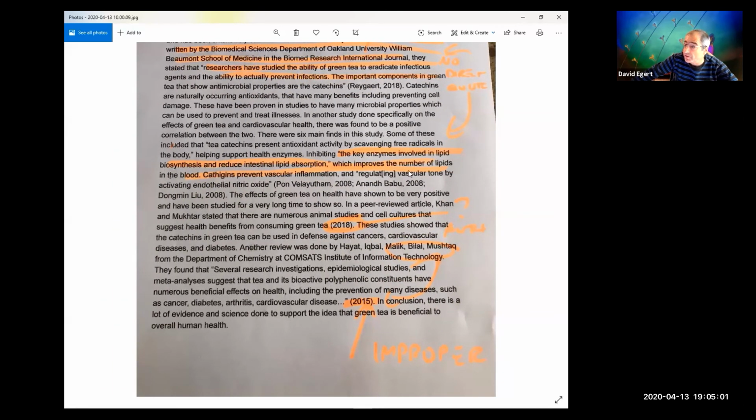Again, this person still has some issues around using lots of direct quotes, which you don't need to do. You just use your own words. You should not have years just on their own. There should always be author and then a year. That way you can go to the list of references and you can see what the reference is.